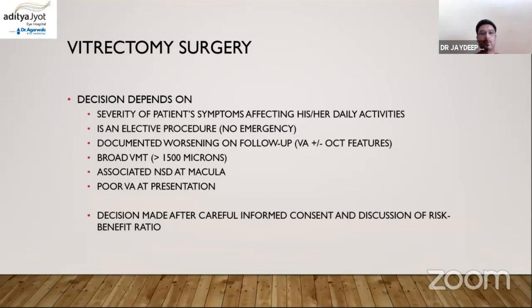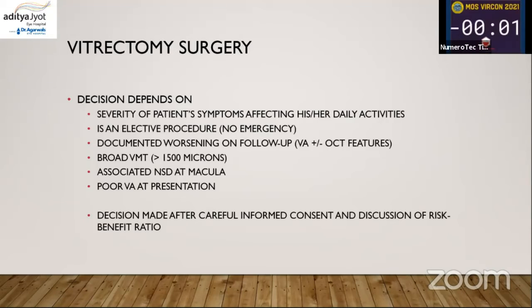Then comes vitrectomy, which is the most commonly used modality. So the decision depends on the severity of the patient's symptoms, how much of the daily activities are affected. That is very important to ask. It is an elective procedure, never an emergency. So you need to weigh the pros and cons and discuss with the patient carefully.